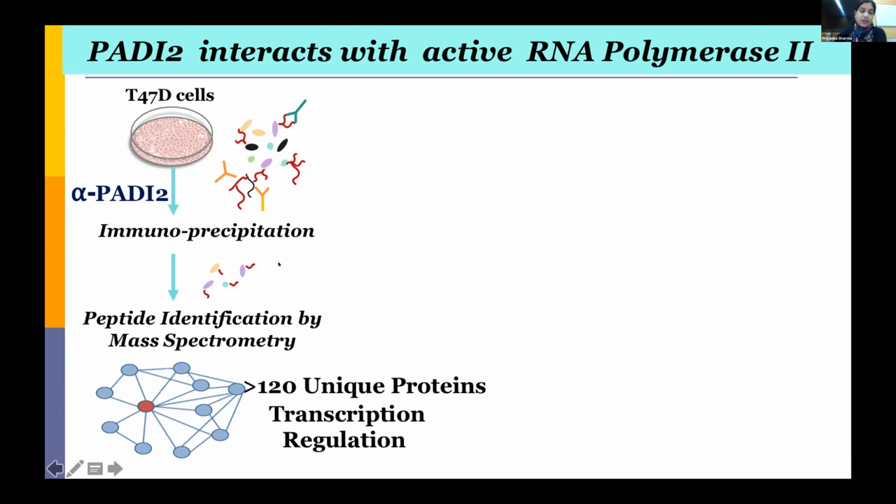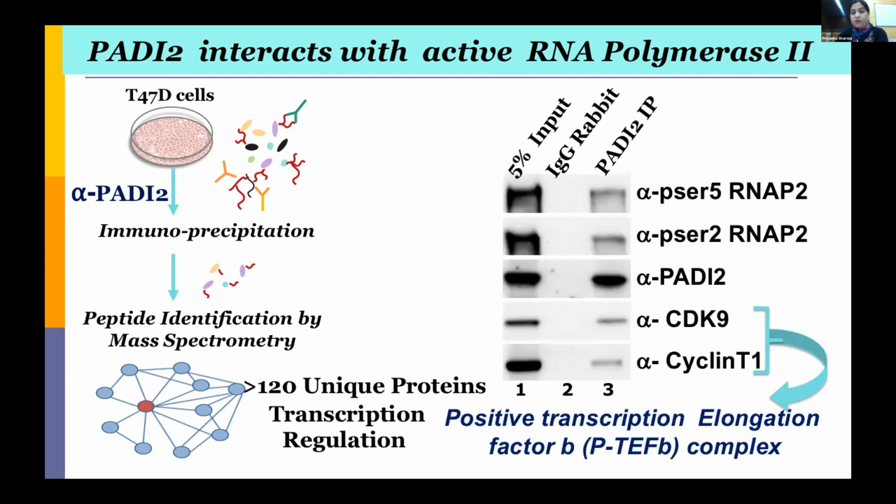We found very nice data: more than 200 unique proteins which are part of the transcription machinery. But I would like to highlight one of them, which is the master regulator of the RNA transcription machinery, RNA polymerase II. So I'm showing you here the validation of this global proteomic data. You can see over here, this is the PADI2 immunoprecipitation. You see PADI2, but you also see the active or phosphorylated form of RNA polymerase II.